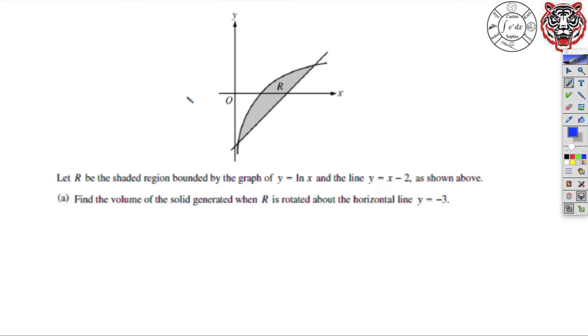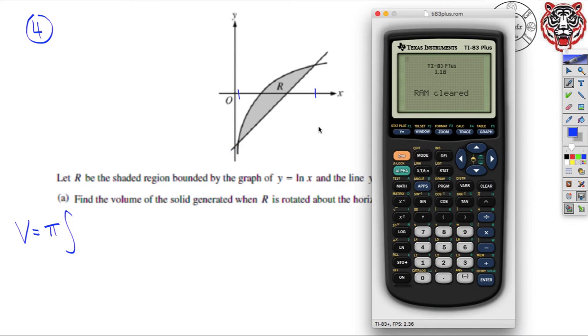Number 4 is pretty difficult. We spent quite a bit of time working on this. Let's see what we got. So the volume is going to be equal to pi times the integral, from here to here. And we don't know what those points are, but I think everyone in here found them more or less, I would hope. So let's go ahead and do that really quick.